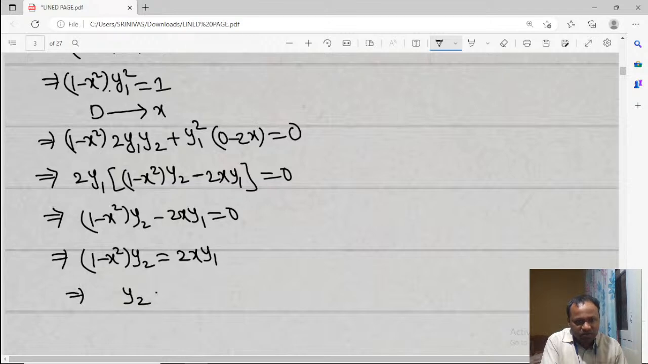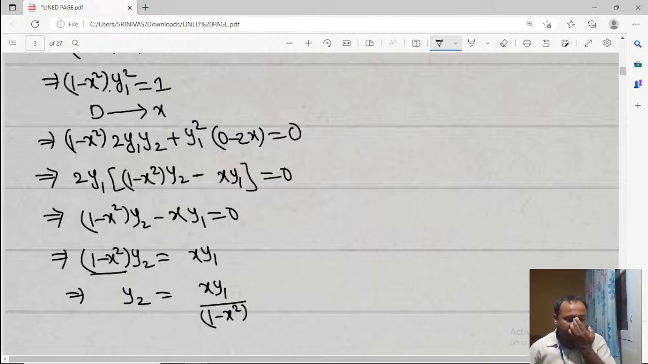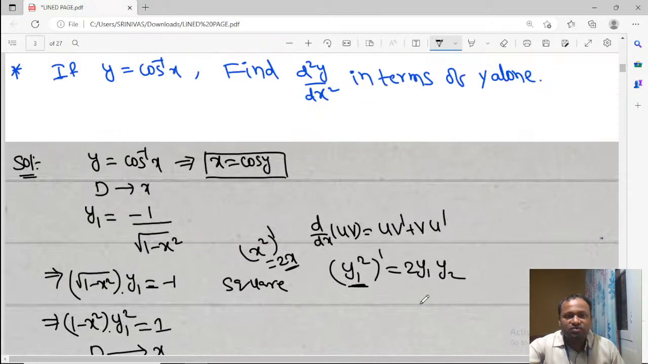That implies y2 is equal to 2xy1, or let me say it once more, here 2 is also common, no? So we won't get 2 here. That means we will get xy1 only. xy1 divided by 1 minus x square. Here this is multiplying, so it will become divided by. Okay. So here in the question what was asked: find y2 in terms of y alone.